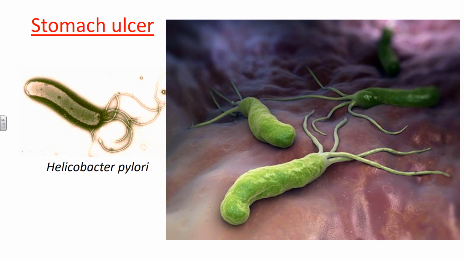Helicobacter pylori infects the stomach and the duodenum, which is part of the small intestine. And it's a unique bacteria here because it can withstand the very low pH of the stomach.